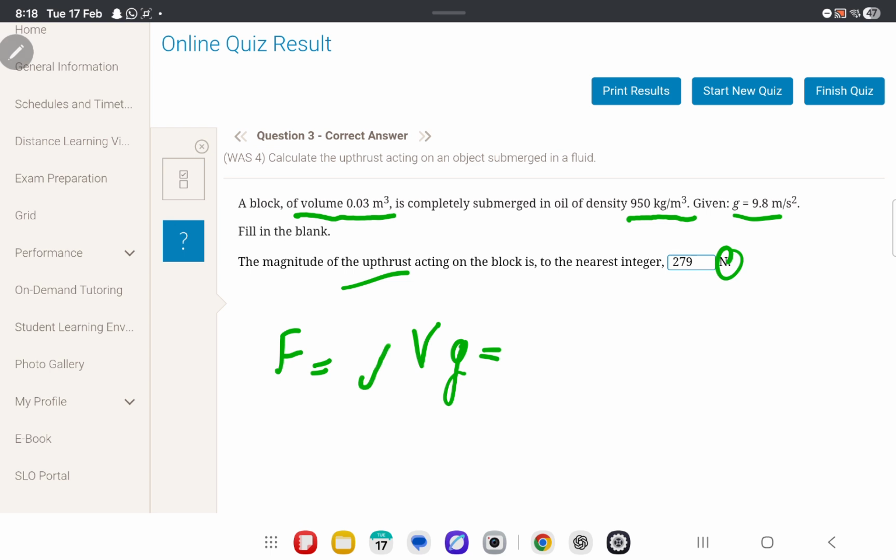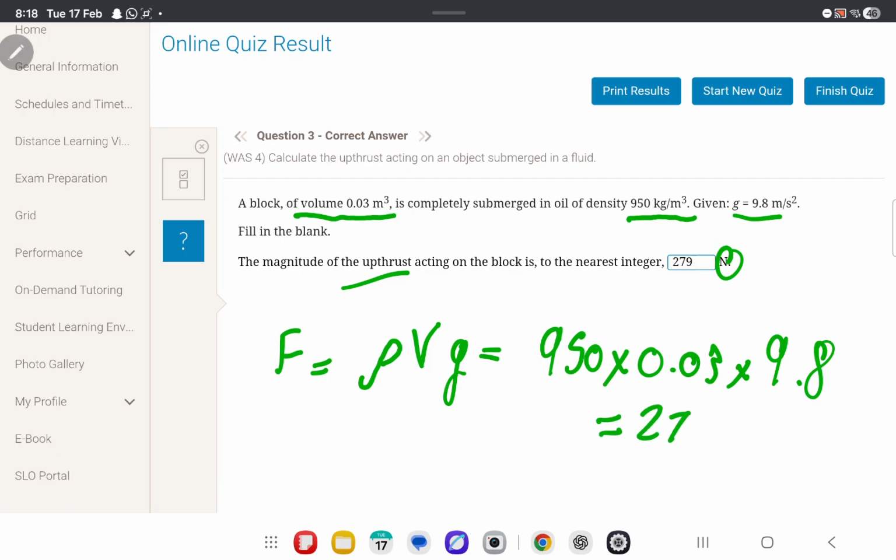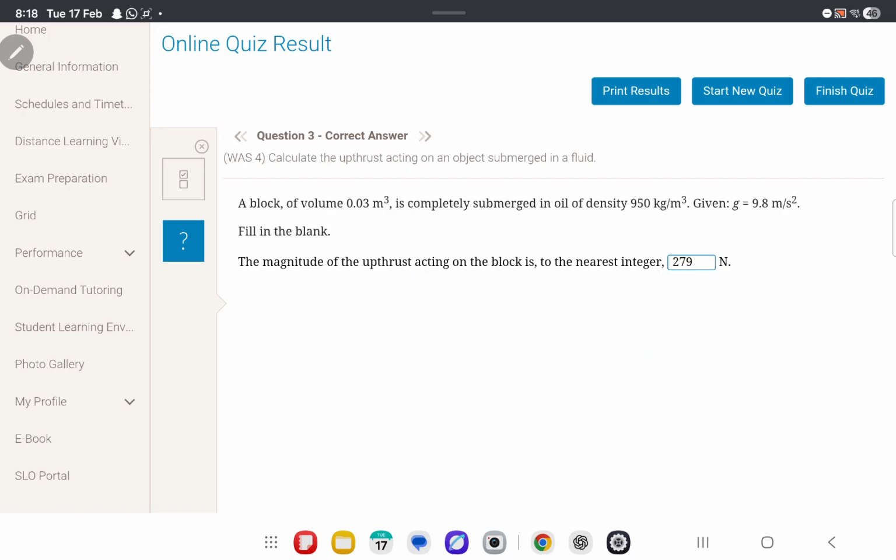Now, what do you do from here? You have rho 950, V 0.03, and g 9.8. So 950 times 0.03 times 9.8 is 279.3 newtons. They want the nearest integer, so you just take this. Moving on to question 4.